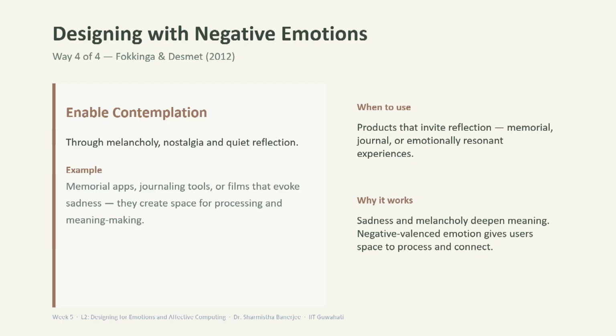So what I am trying to do is, through this melancholy, nostalgia and quiet reflection, teach somebody to overcome the negative emotion and tend to love those memories which were created in place. So all sorts of memorial apps, journaling tools or films that evoke sadness create space for processing and meaning making. And why does it work? Because sadness and melancholy, a deep and meaningful, negative-balanced emotion, gives users space to process and connect.